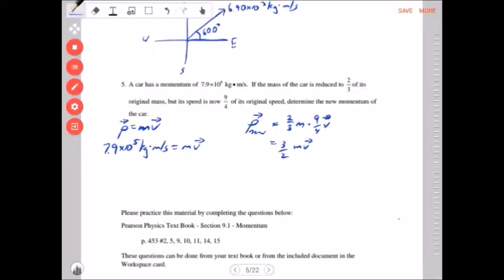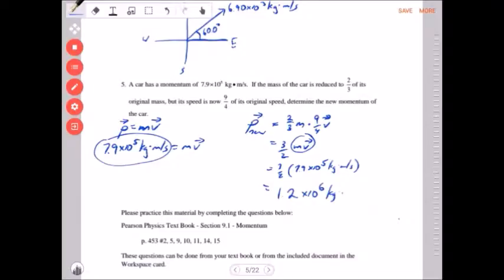Now again, the old mv is the 7.9. So this is 3 halves times 7.9 times 10 to the 5th kilograms meters per second. You just type that into your calculator, keep the sig digs the same, and you get 1.2 times 10 to the 6th kilograms meters per second. Please notice how they did not put a direction in the original, so we can just assume that we're in the same direction as before. So 1.2 times 10 to the 6th kilograms meters per second.